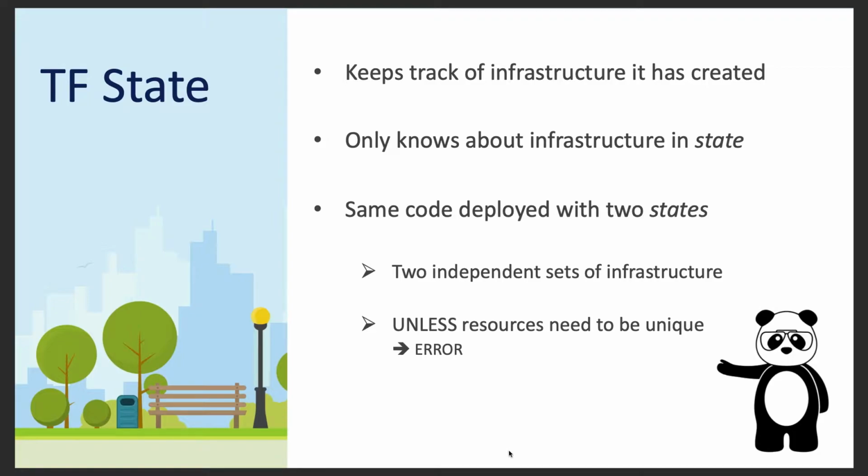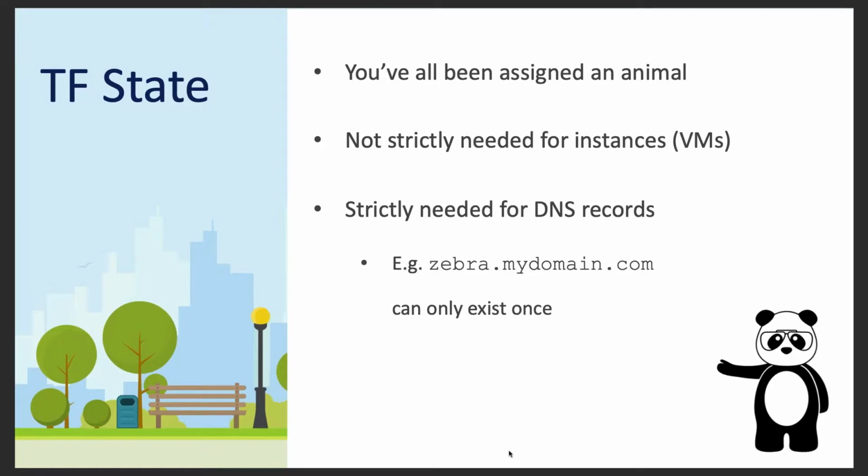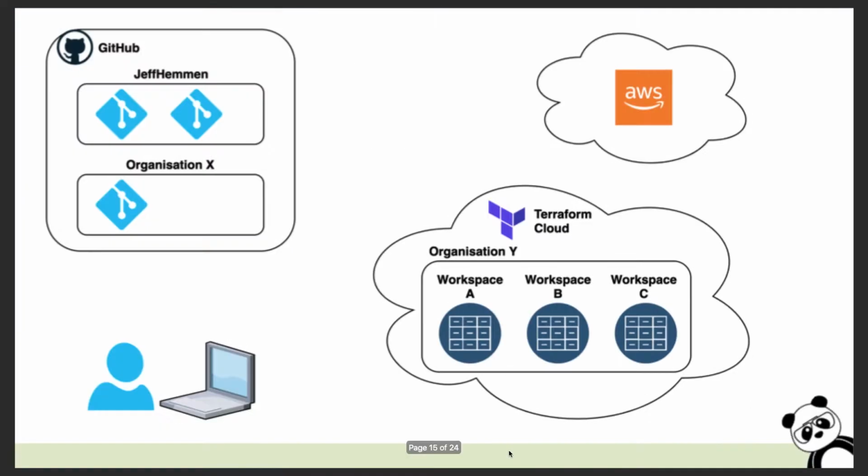This doesn't work, however, if the resources need to be unique, for obvious reasons. So what we've done here is we've assigned each of you an animal. Again, you should have one on your paper slip. This is not strictly needed for instances because they get a unique identifier at creation time, so they can have the same name, that's not a problem. But it is strictly needed for DNS records. If you think about stuff like zebra.mydomain.com, that can only exist once. So how do we go about it?